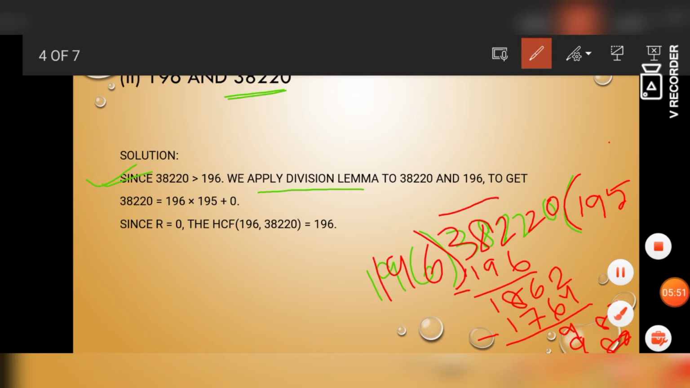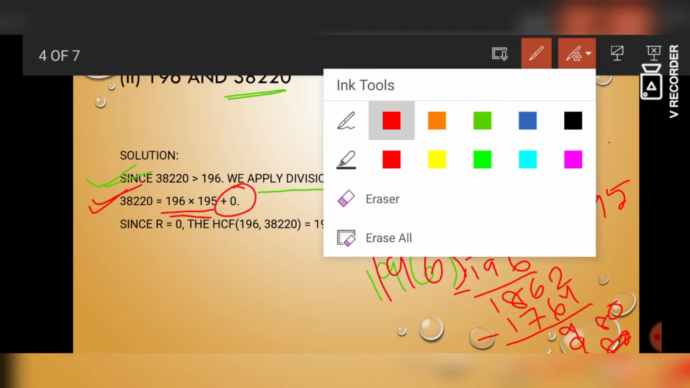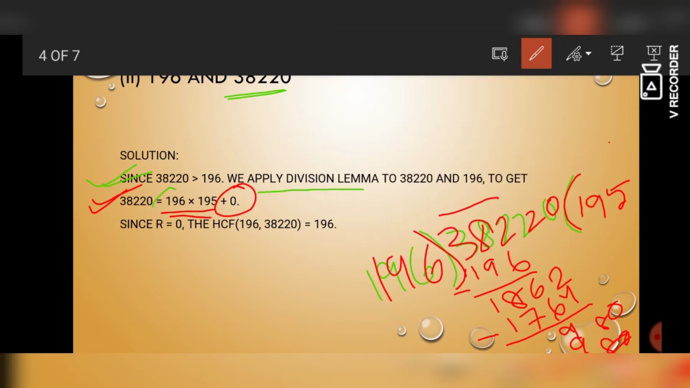Since our remainder becomes 0, 38,220 can be written as 195 into 196 plus 0. So our remainder is 0 now. Since the remainder is 0, our HCF will be 196. The number B will become our HCF. So our answer is achieved.